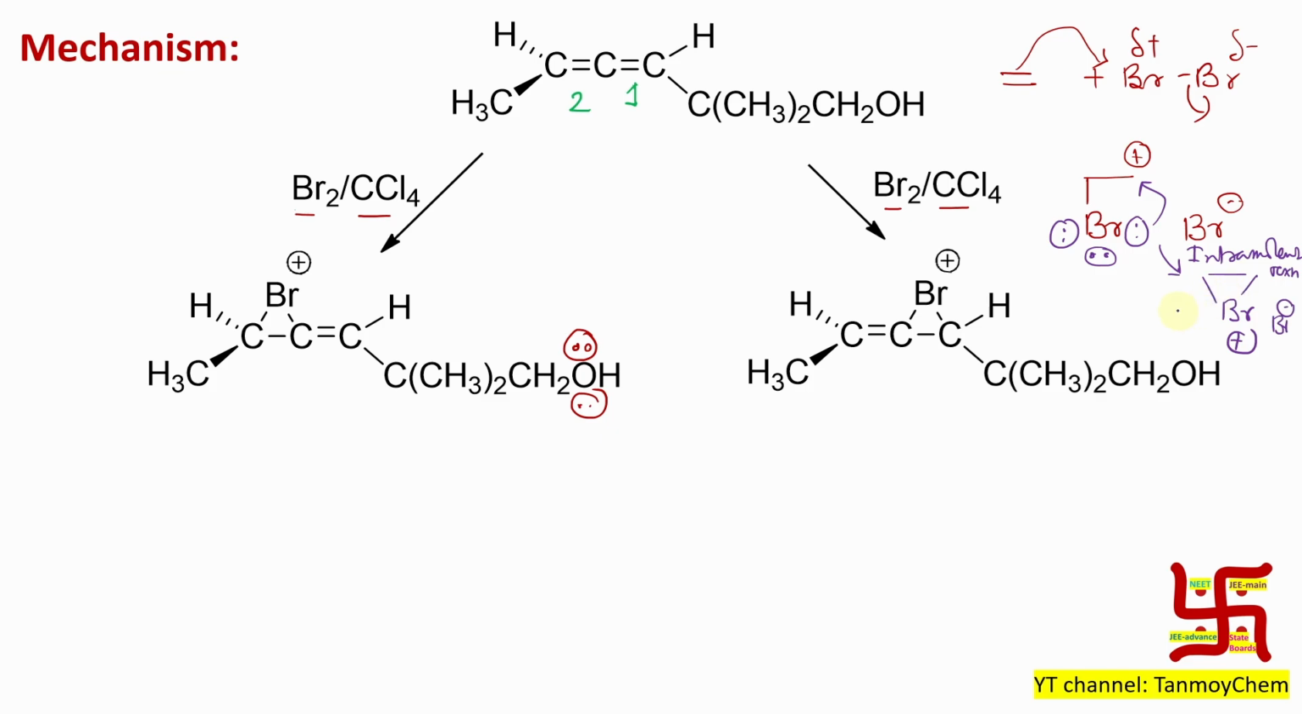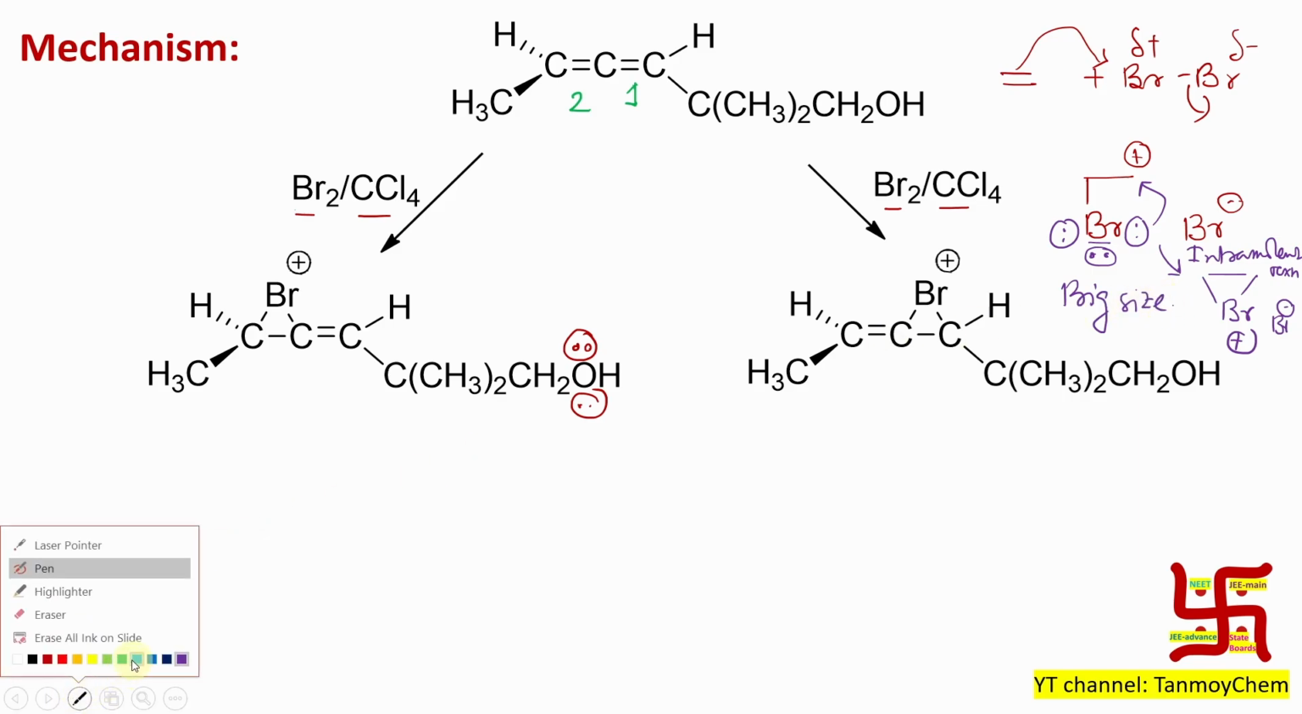Now you may think one question, sir: three-member ring formation because of this bridge bromonium ion? We have studied previously that a three-member ring is associated with ring strain. Yes, but in this case the ring strain factor is a little less. Why? Look at this bromine. This bromine atom is big in size. So if its size is bigger, you can expect the ring strain is relatively less. So that is another point why it forms.